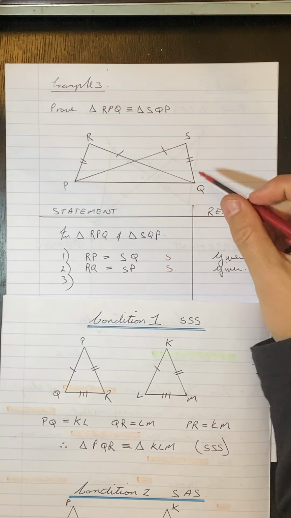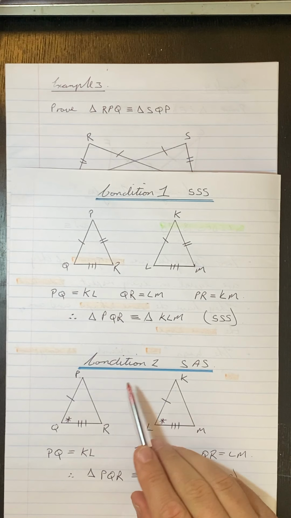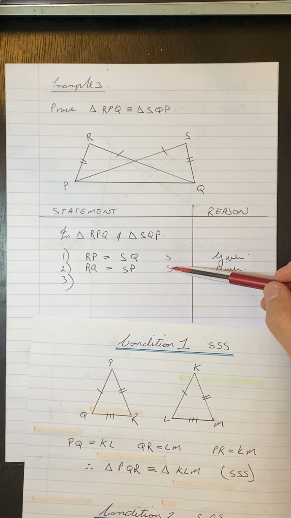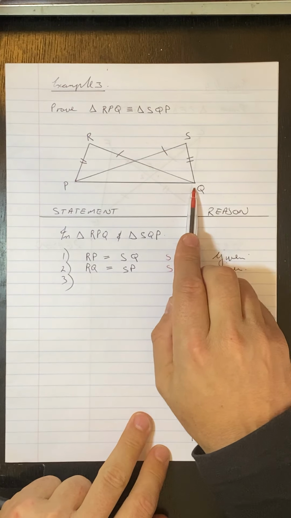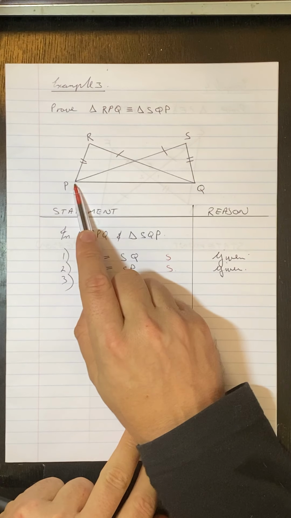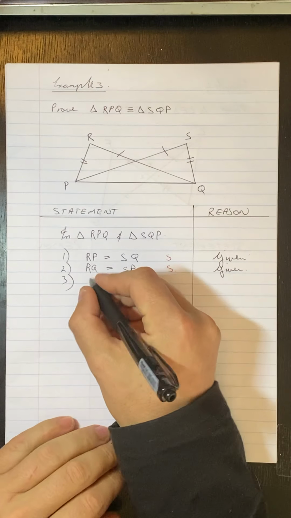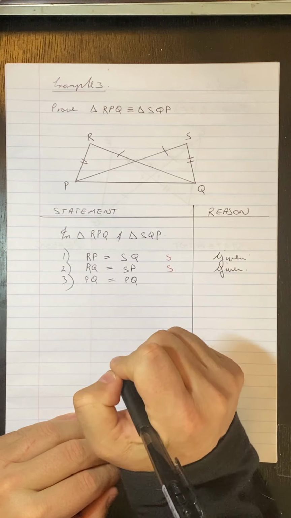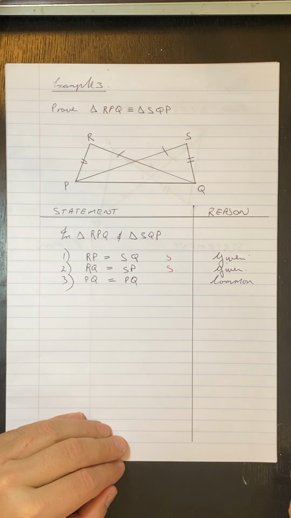Now, having a look at it, it's going to be very difficult to try and prove an angle. So I'm going to ignore condition 2 and see if I can use condition 1 and get SSS. We've already got the 2 sides. And if you notice here, triangle RPQ and SQP share this common side, which is PQ. So we have that PQ equals PQ. And our reason for that, it's common. It's a common side for both triangles.